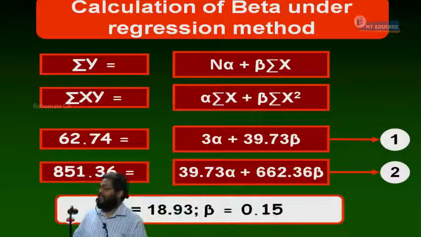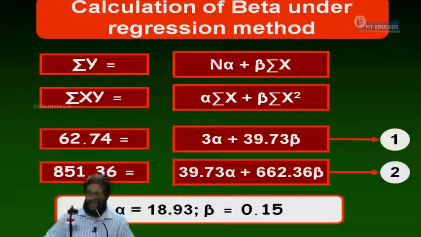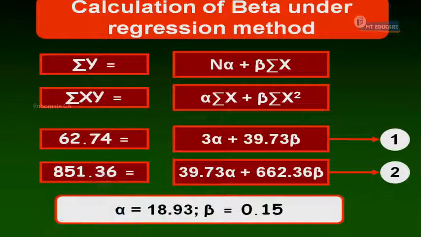Now, alpha is equal to 18.93 and beta is equal to 0.15. Okay. Can I proceed or not? Now, this is regarding calculation of beta using what method? Regression equation method. Everybody, can I proceed or not? Now, please.